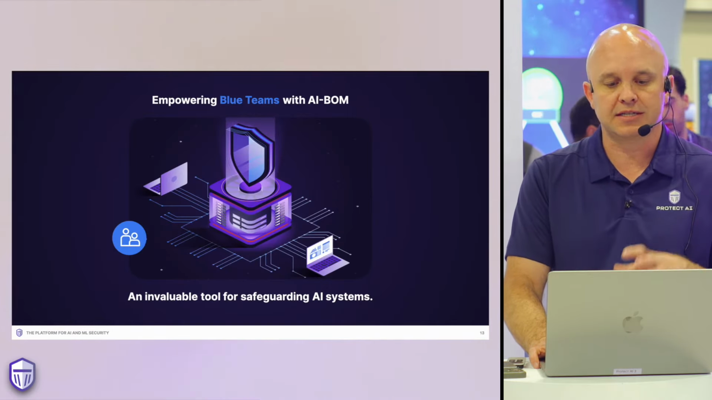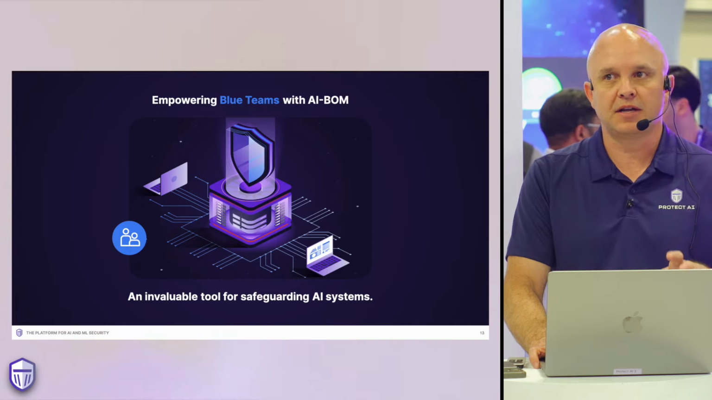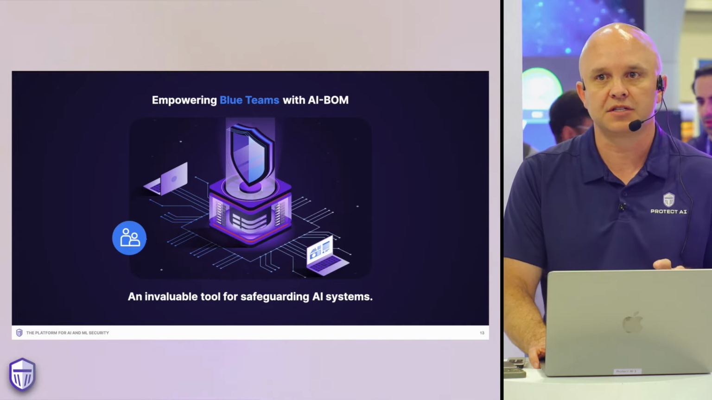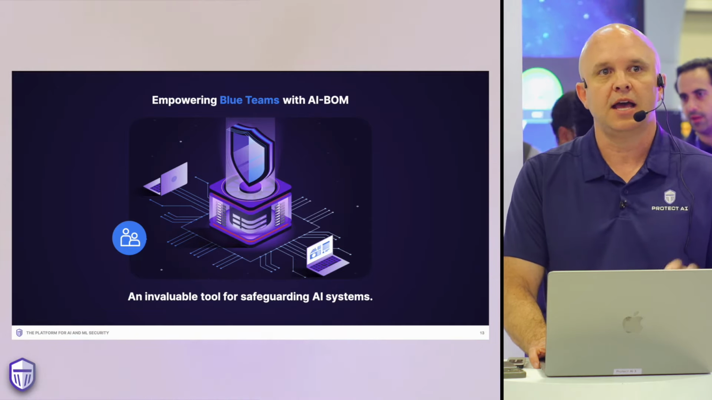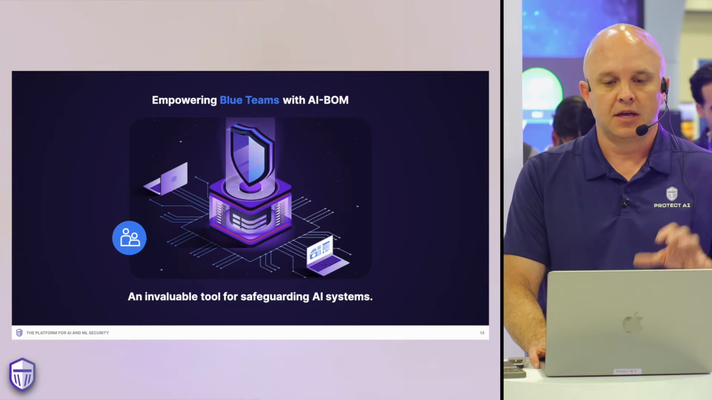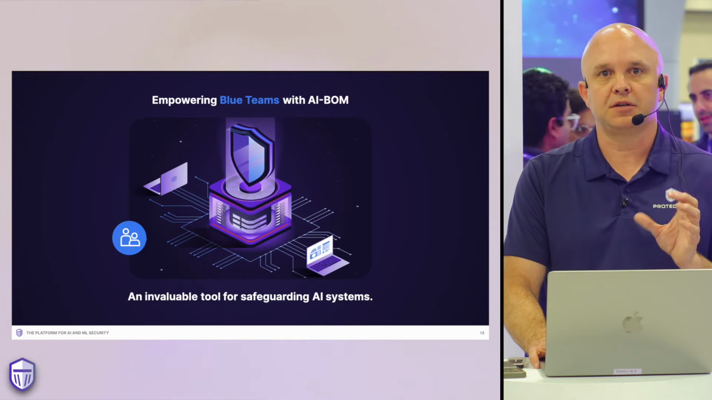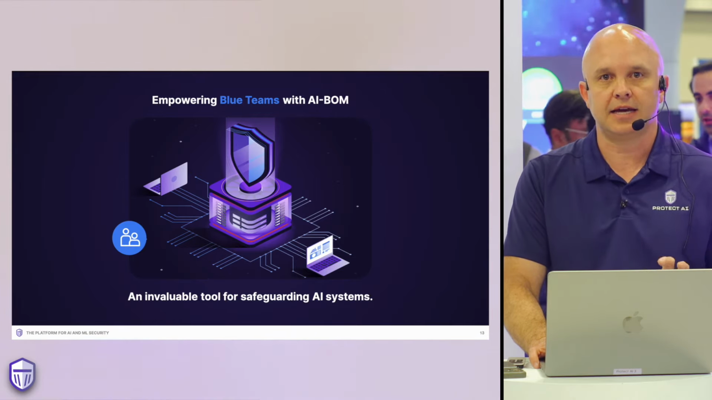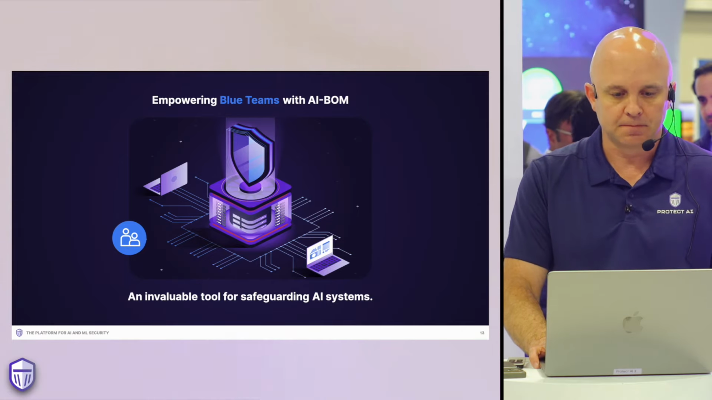The blue team itself can take that from the red team, understand where their vulnerabilities lie, where they need to be corrected, and how they can be remediated. This is a vital purple team exercise that needs to be done today, and these systems are different.